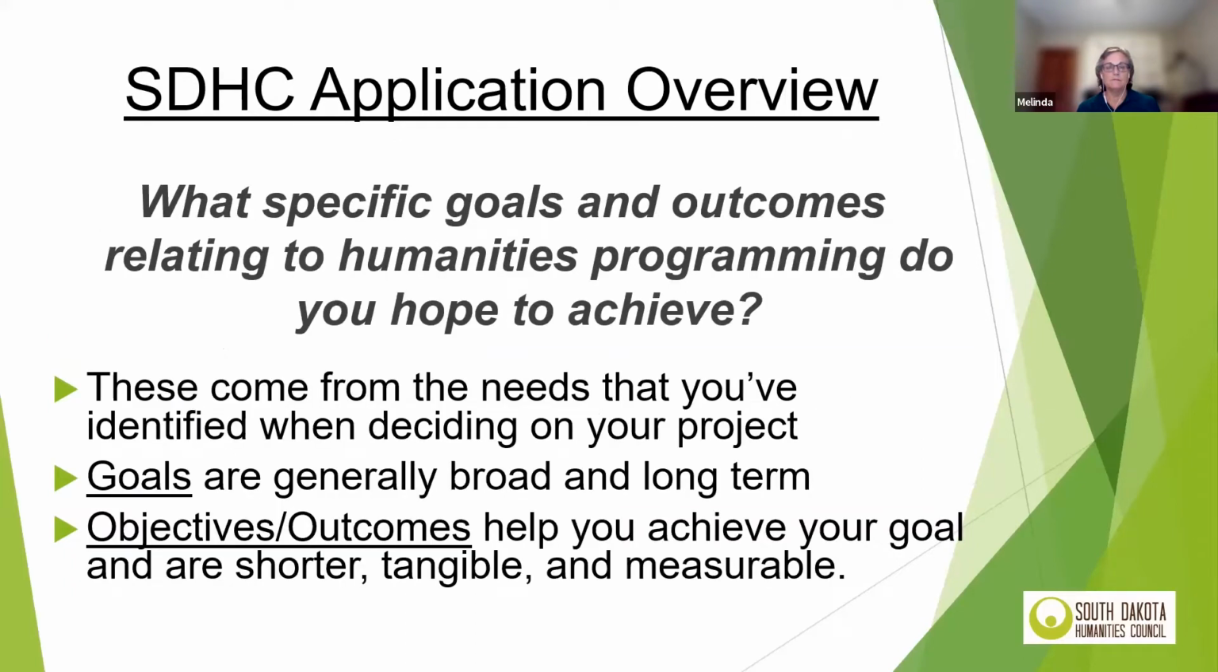What specific goals and outcomes relating to humanities programming do you hope to achieve? This is your opportunity to address the needs you are trying to meet, why you think your project is important. Include both long-term solutions as well as incremental ones. You'll want to include broad goals and long-term benefits of the project, but also more specific, measurable objectives or outcomes that help you achieve your goal.